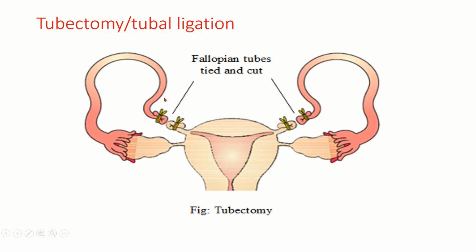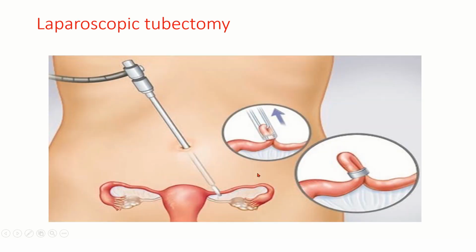Tubectomy. This is the female sterilization procedure. The counterpart of it in males is a vasectomy. Usually, if it is the second pregnancy and they are doing a cesarean section, the obstetrician and gynecologist also take consent for a concurrent tubectomy. You can see the tubal ends are cut and ligated. This is the laparoscopic approach for the tubectomy.